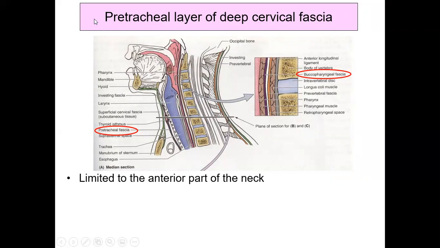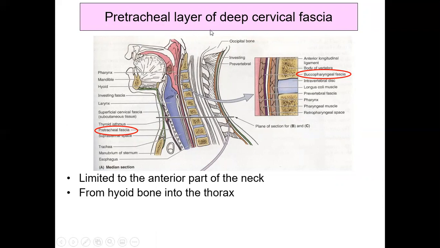The pretracheal layer of the deep cervical fascia is limited to the anterior part of the neck. You can see it is limited only to the anterior part of the neck. Compared to the investing layer, the green color line there, which also covered the posterior part, here it is only limited to the front, the anterior part. Okay, the purple color line there.